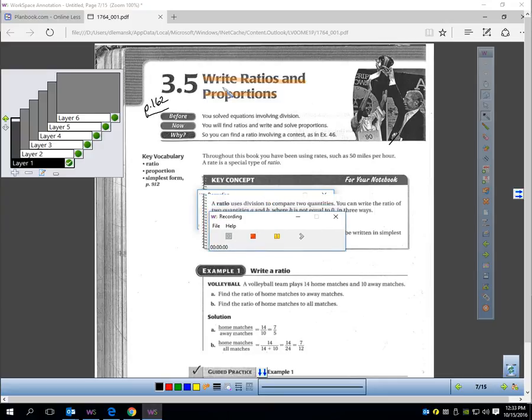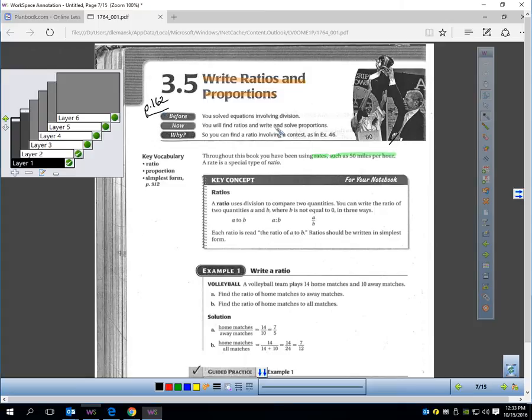This is lesson 3.5, writing ratios and proportions. You should be on page 162. You've used rates throughout this book up to this point. Here would be a sample rate like 50 miles per hour. A rate is a special type of ratio. So what's a ratio? We need to talk about that.